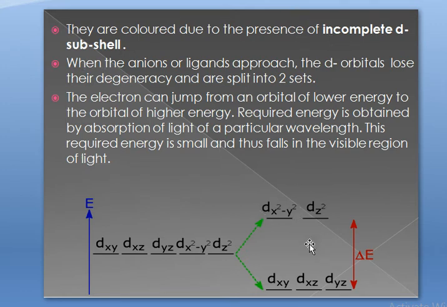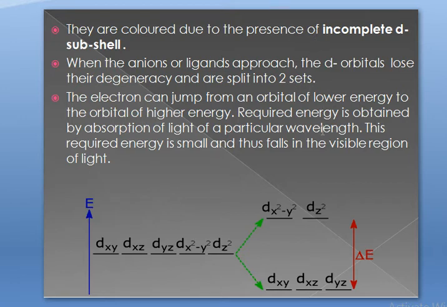Even after splitting, if the configuration is d10, it is not possible. Electron cannot jump from one orbital to another. There has to be some vacant space for an electron to jump from one place to another, and that is possible only when there are 1 to 9 d electrons, not more than 9. That is why this property is specific to transition elements and not to all d block elements.